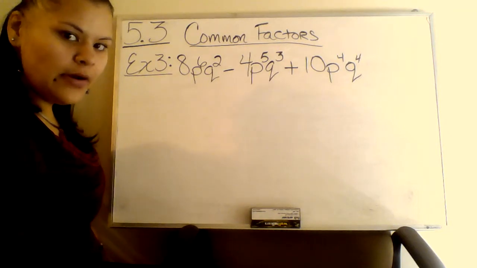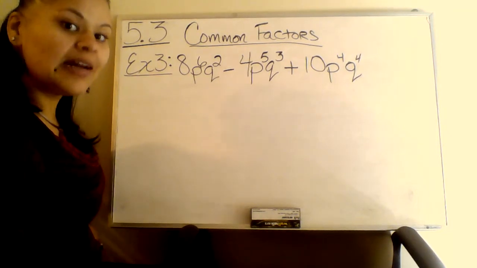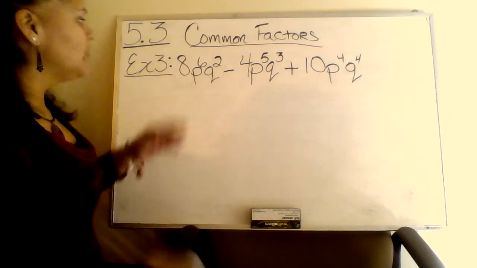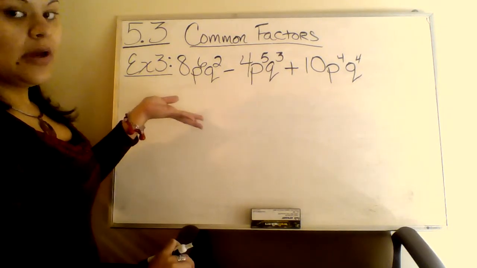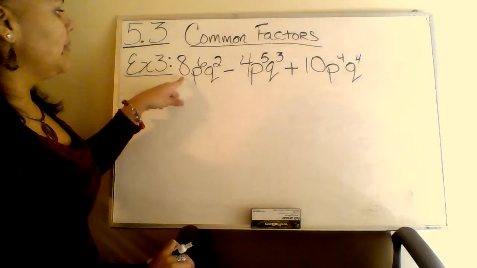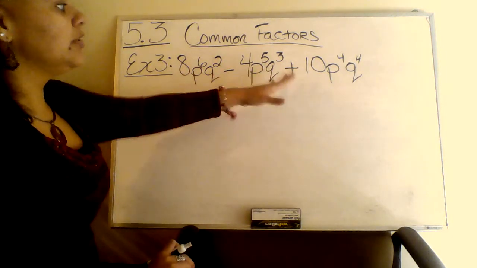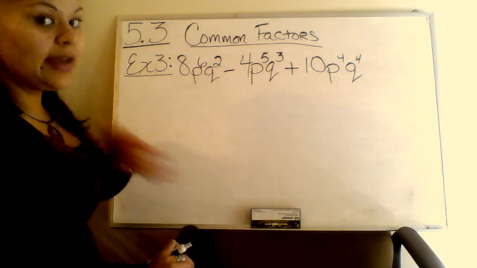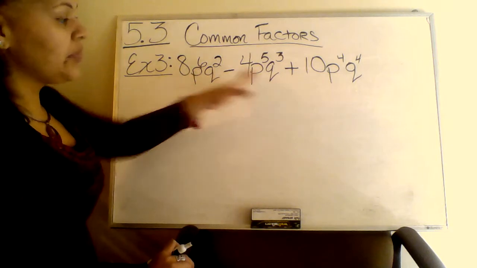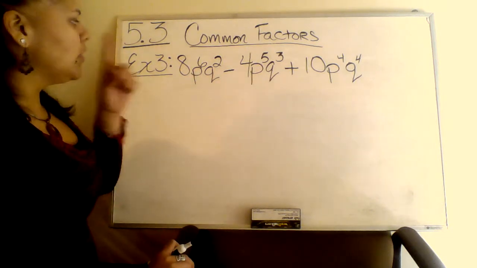Now for the next part of factoring or finding a common factor, we're going to have a problem with variables. We have to find the greatest common factor in their numbers, but you also have to find letter-wise or variable-wise what they have in common. So let's start with the numbers.